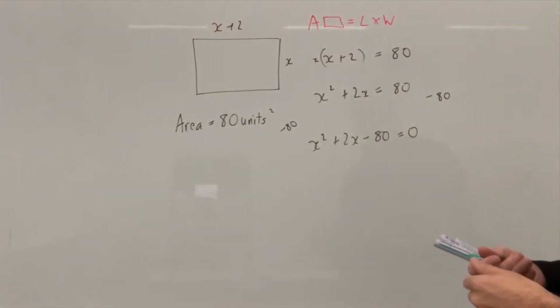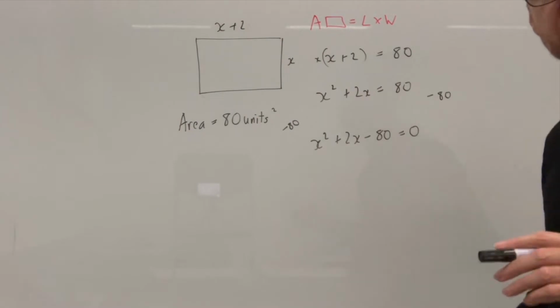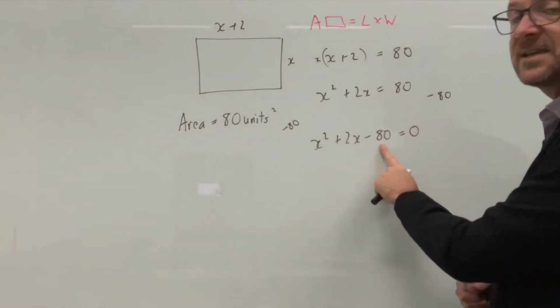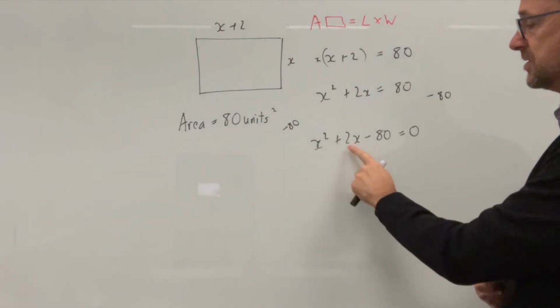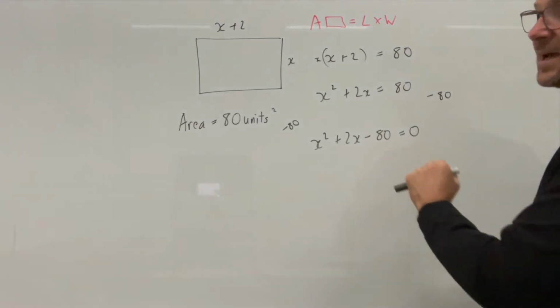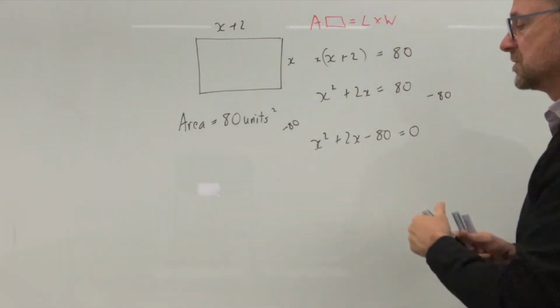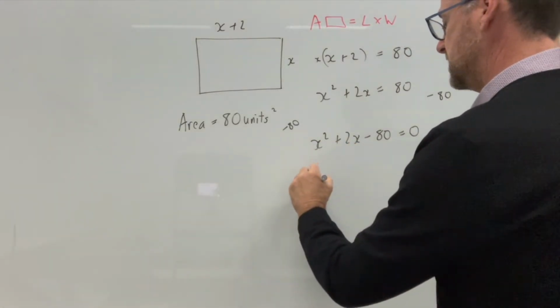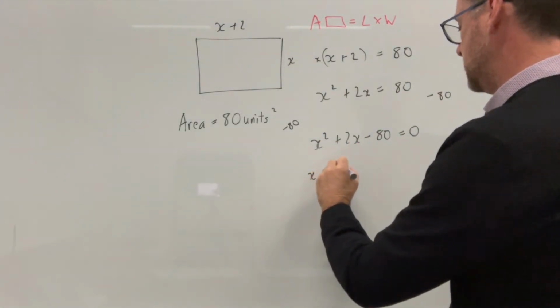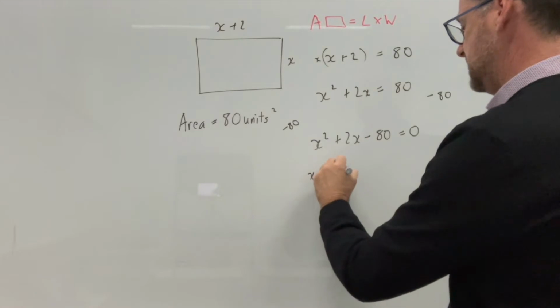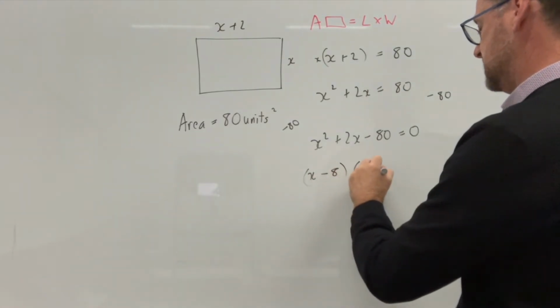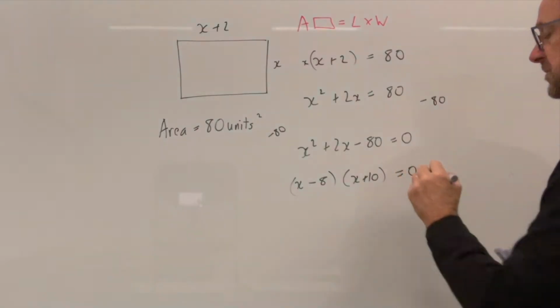So here we're looking for two factors of 80 that are going to be able to give us a 2 here, so 8 and 10, okay, so 10 take away 8 will give us 2. So we end up here with (x - 8)(x + 10) equals 0.